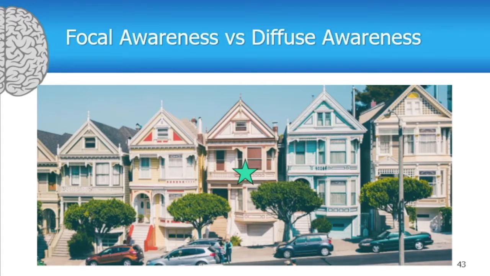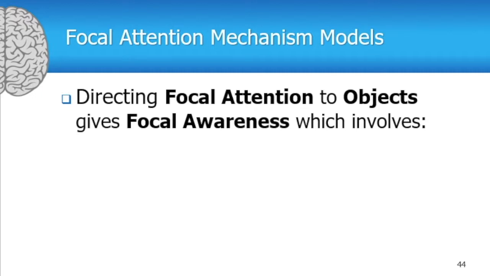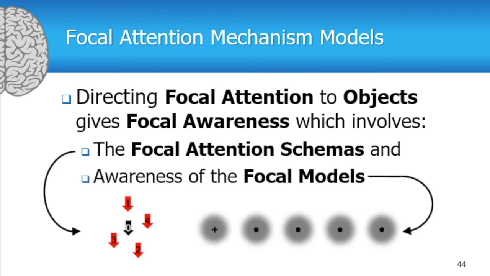Now I'm going to propose a diffuse attention mechanism that produces this diffuse awareness experience. To do that, I will assume the diffuse attention mechanism has similarities to the focal attention mechanism. So let's review the models used by the focal attention mechanism. Directing focal attention to objects gives focal awareness, which involves the focal attention schemas and the awareness of the focal models.